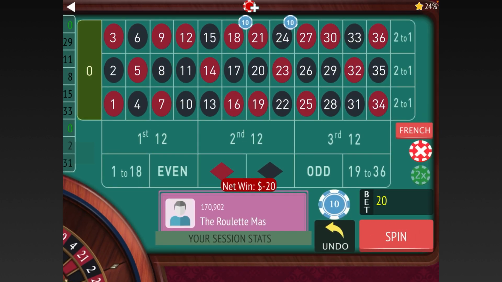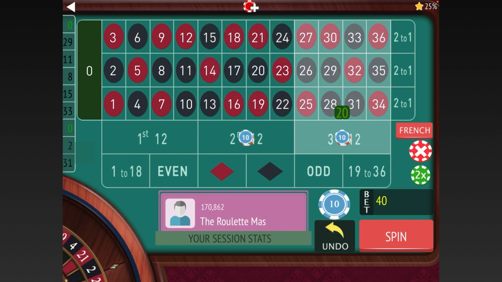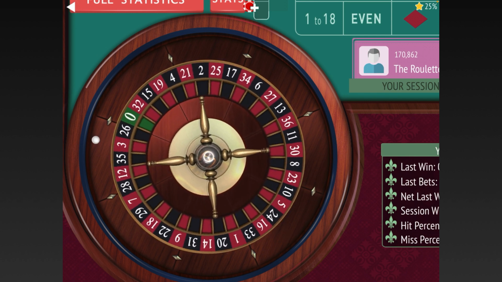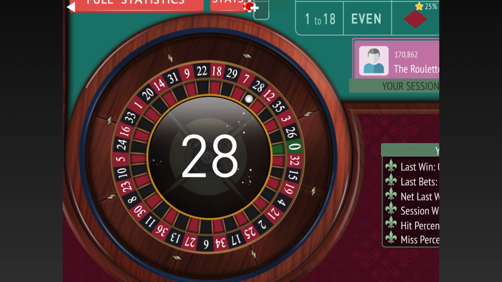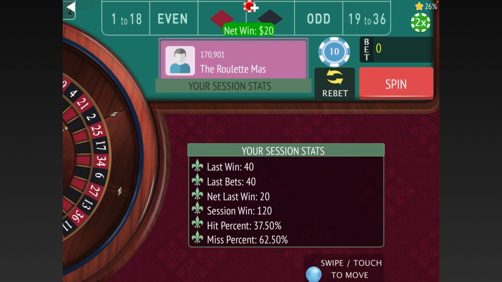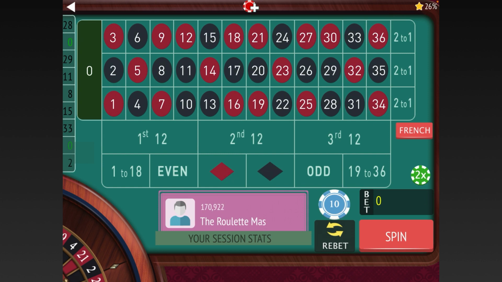Okay, we had a 0, so that's a loss. So we increased to 20 each. And now we're going against that 11. Okay, we got that. Okay, and now we'll go back to 10.